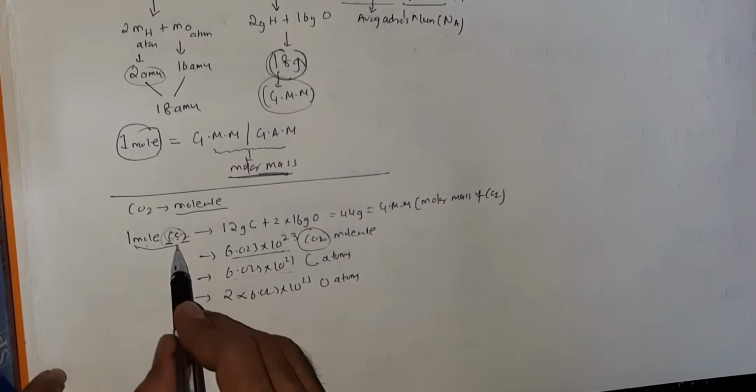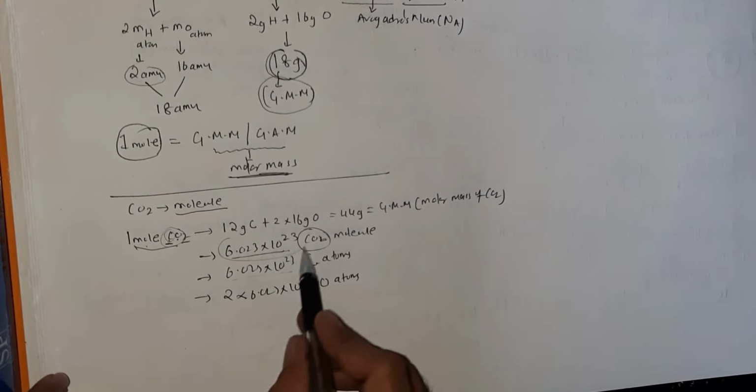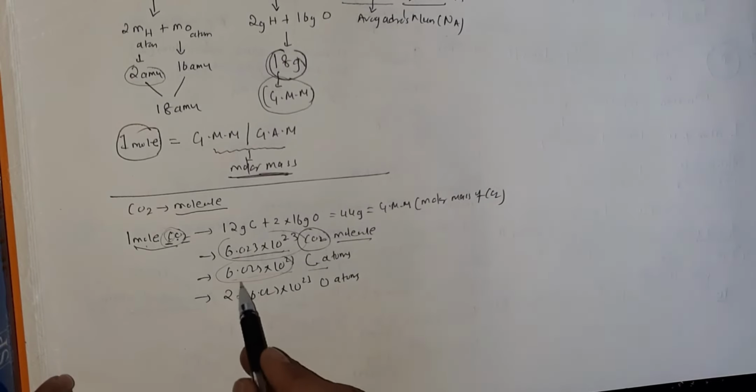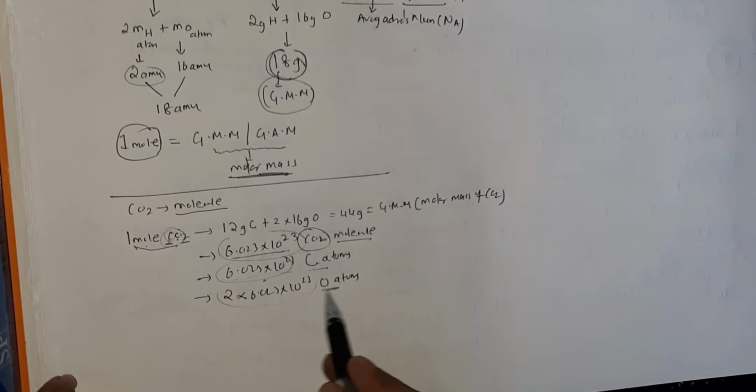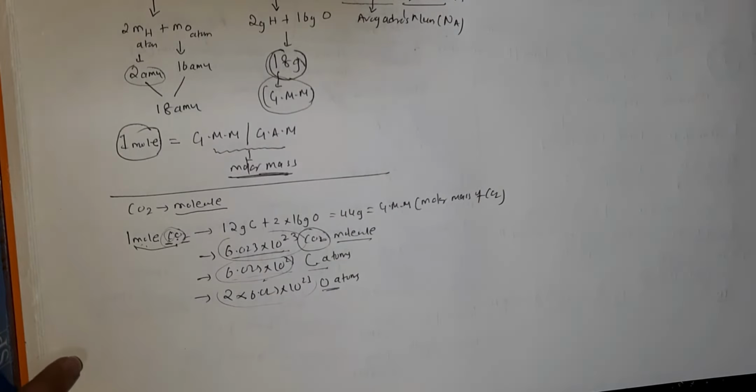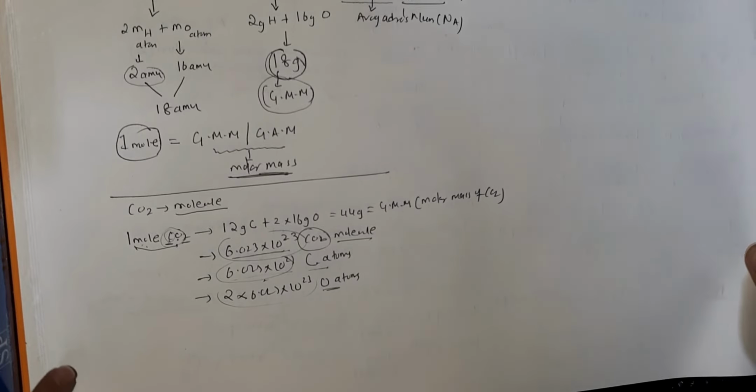So 1 mole of CO2 consists of Avogadro number of molecules, Avogadro number of carbon, and 2 into Avogadro number of O atoms. Why? Because in a single molecule it has only 2 oxygen atoms. The atomicity is 2.